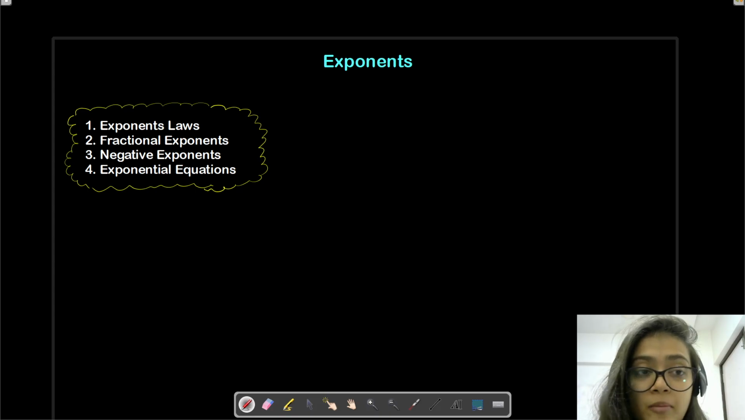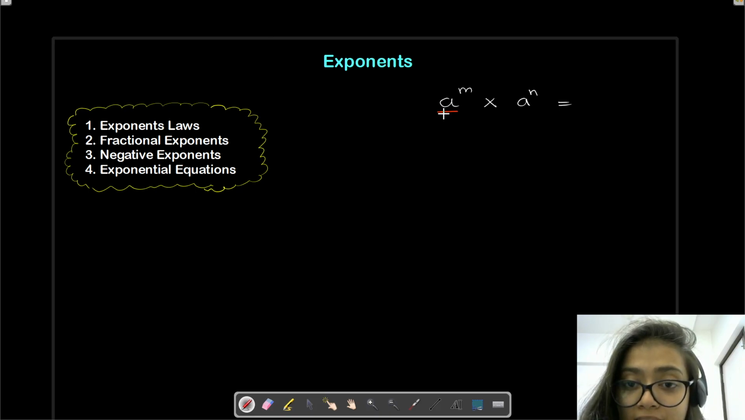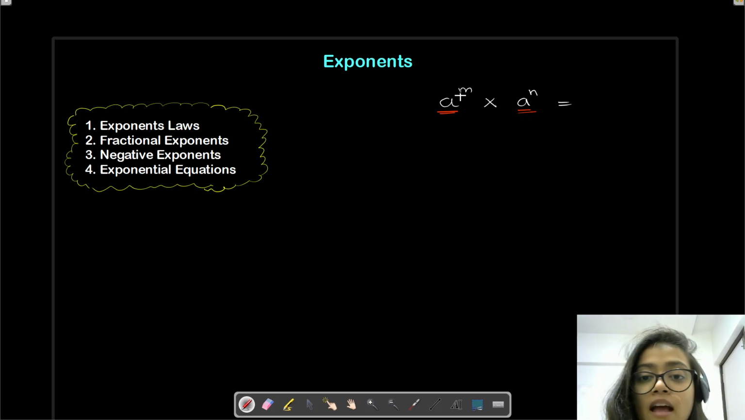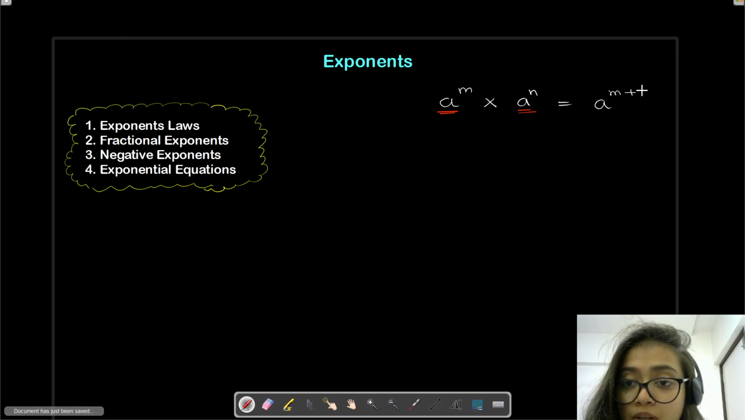First up we have the multiplication law. If you see two powers multiplied, for example a raised to m multiplied by a raised to n, in this case we add the exponents, so just make sure that the bases are the same. Here the base is a, and the exponents are m and n. These exponents will be added only when the bases are the same. So this is equal to a raised to m plus n.